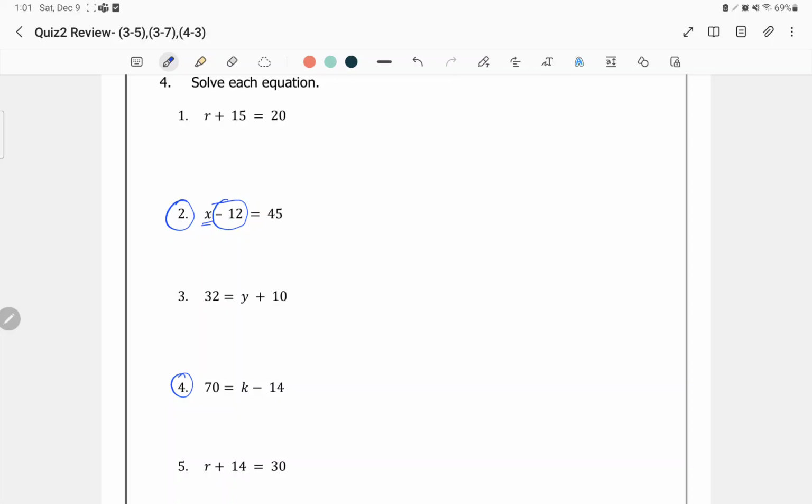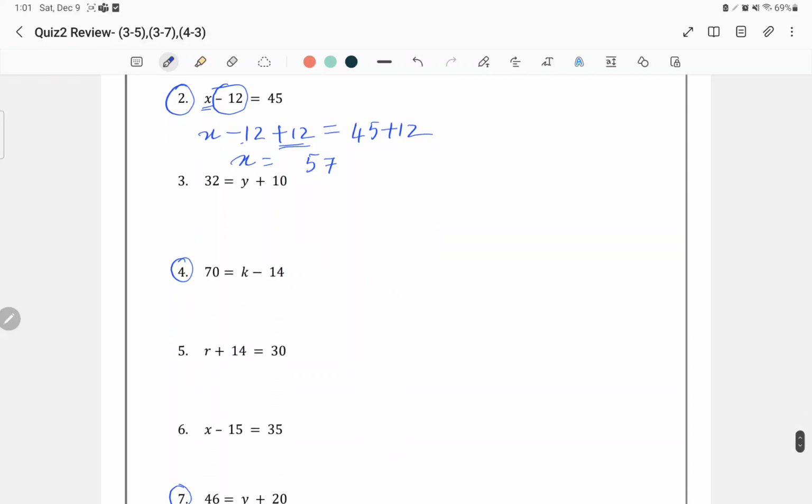Now to find the value of x, we need to somehow get rid of this minus 12. How can we get rid of this minus 12? We will add 12 here, so that minus 12 plus 12 becomes a 0, and because we added plus 12 here, we have to add plus 12 here as well. So what remains here is x, because minus 12 plus 12 is 0. 45 plus 12: 2 plus 5 is 7, 4 plus 1 is 5. So the answer is x equals 57.